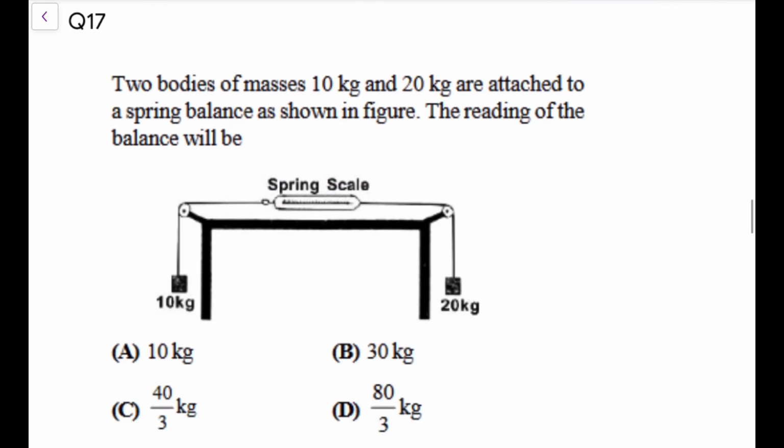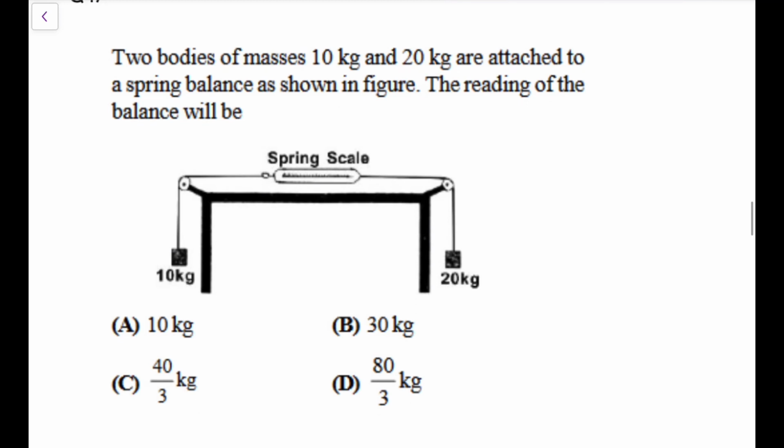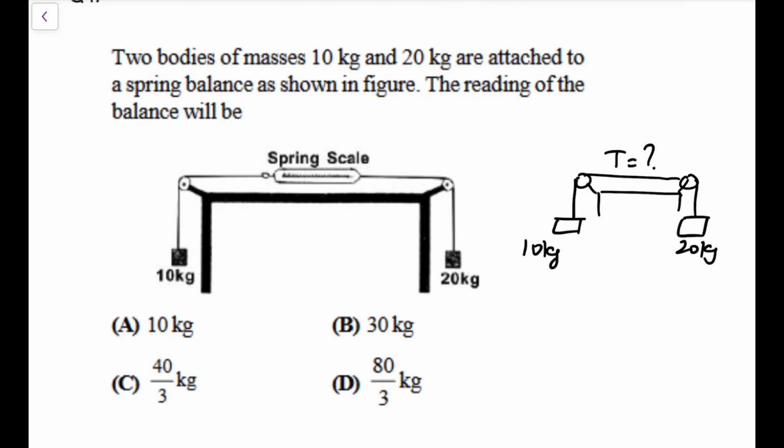Next. Two bodies of masses 10 and 20 are attached to a spring balance as shown, the reading of the balance. For this question I had told you always treat it like, let's say this is simply a system like this, treat it as if there is only a string. Don't think that this is a spring balance. Just imagine if this is 10 kg, this is 20 kg, what would be the tension in the string? That tension in the string will be the spring balance reading. That is the equivalence you can do, and here you will know the system won't be balanced.